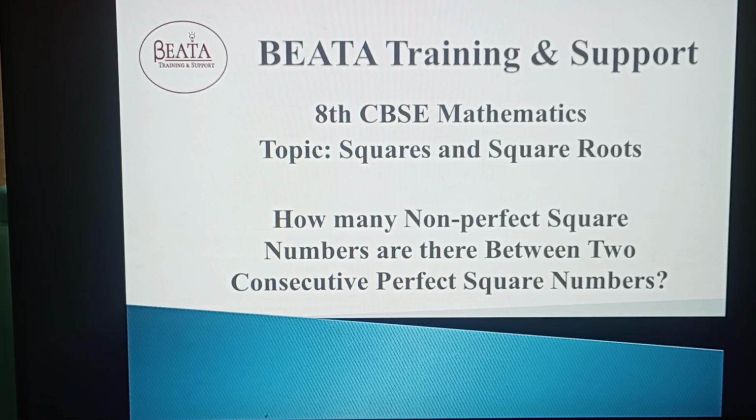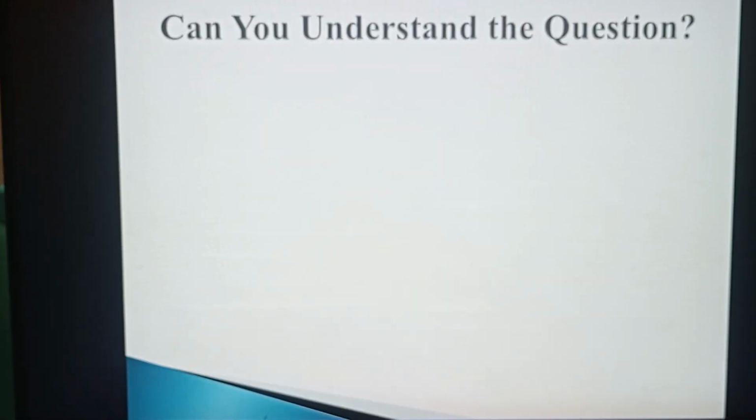This is a question for the 8th standard CBSE Mathematics on the topic squares and square roots. How many non-perfect square numbers are there between two consecutive perfect square numbers? This is the question. Can you understand this question?